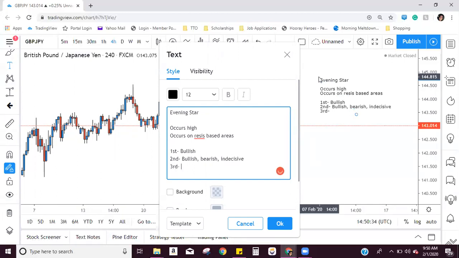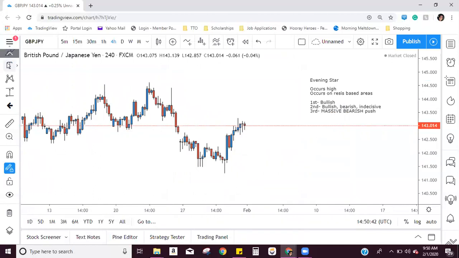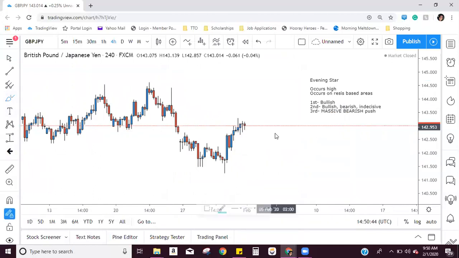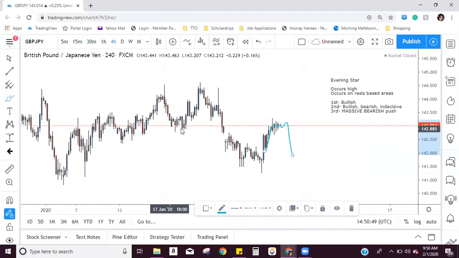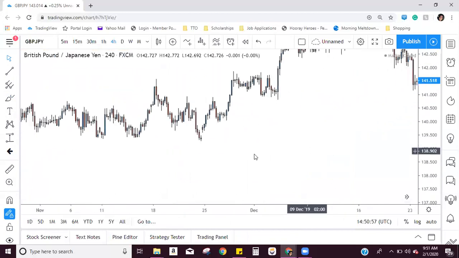And then the third candlestick variation is a massive bearish push. Same thing, it can be three candles, it can be 9 candles, it can be 12 candles, doesn't matter. So in this case, what I'm saying, bullish, indecisive, bearish. Okay? Bullish, indecisive, then a massive bearish. These occur on high points, remember that. So now you can even do better.